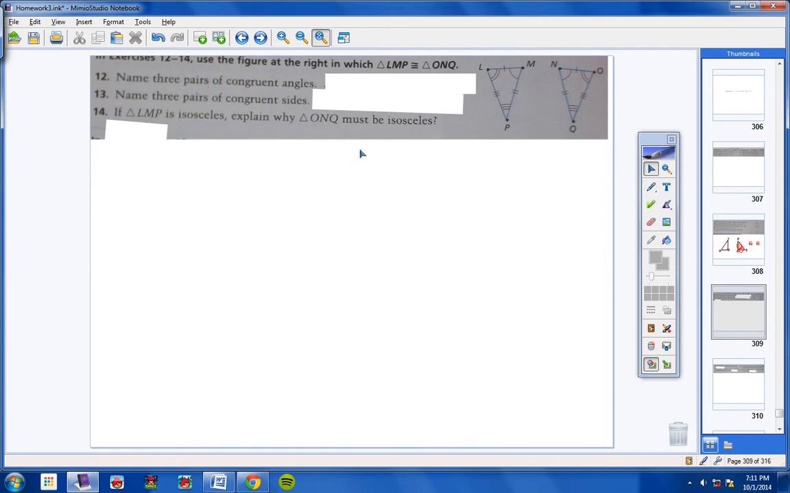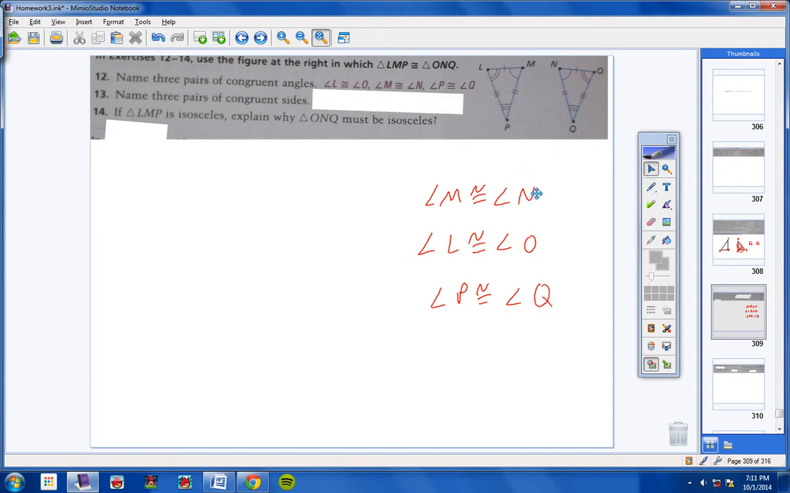Name 3 pairs of congruent angles. Well, students, here we go. Angle M has 1 slash and angle N has 1 slash, so angle M is congruent to angle N. Angle L has 2 slashes and angle O has 2 slashes, so angle L is congruent to angle O. Angle P has 3 slashes and angle Q has 3 slashes, so angle P is congruent to angle Q. Alright, so there we go. Hopefully we got that right.